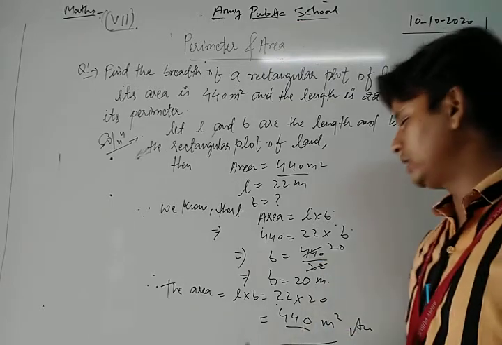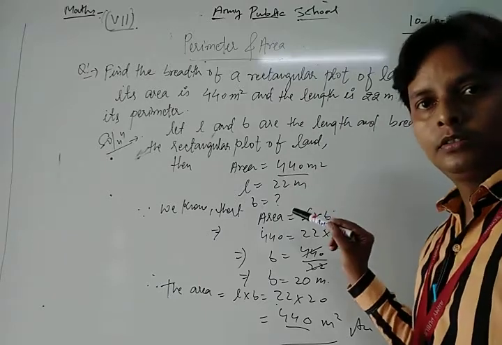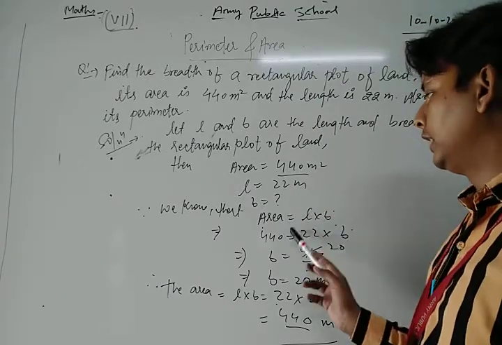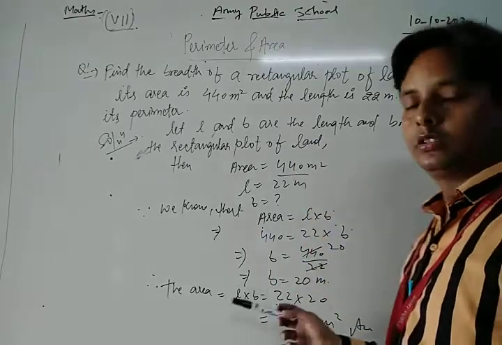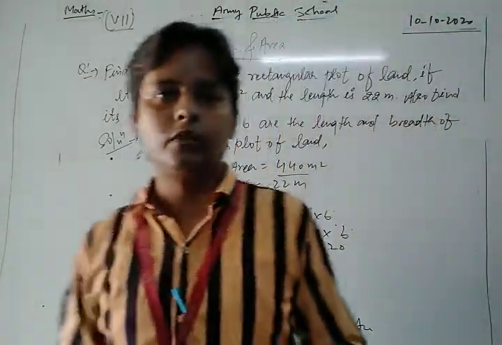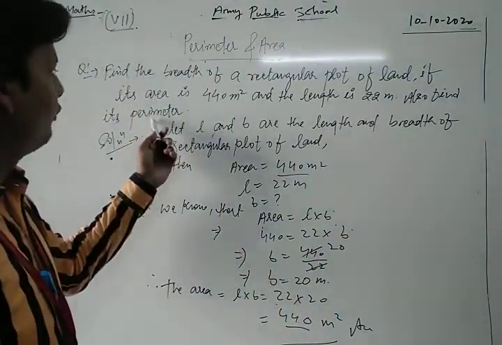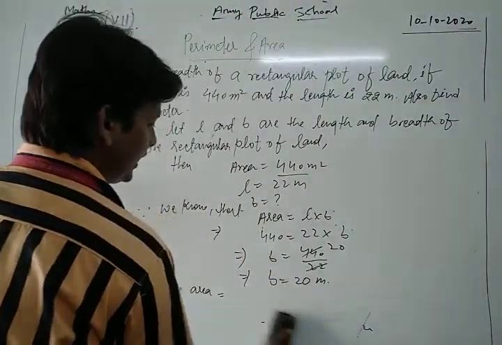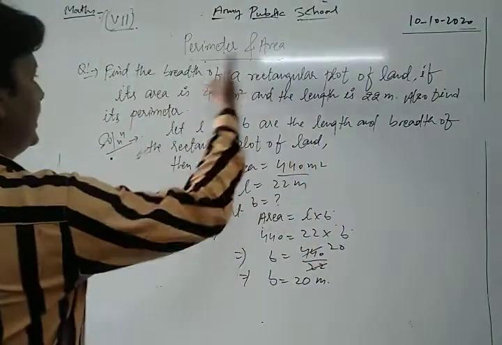Thus, dear students, in this way we apply the formula for the area of the rectangular plot. We know the area of the rectangle is length into width, and we also find the perimeter. Now look, this is the area. Since the area is already given, you find the perimeter.